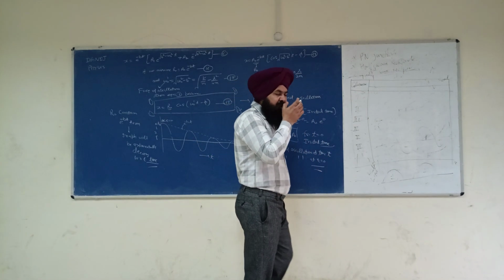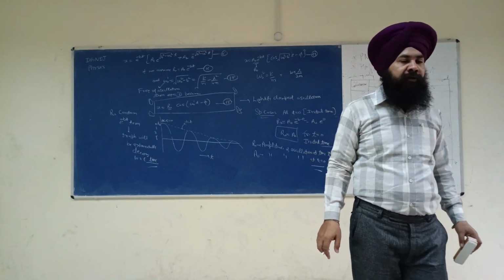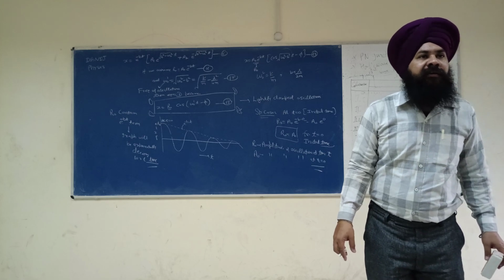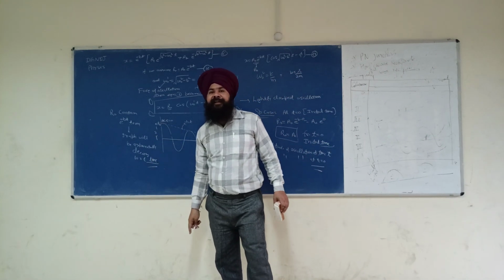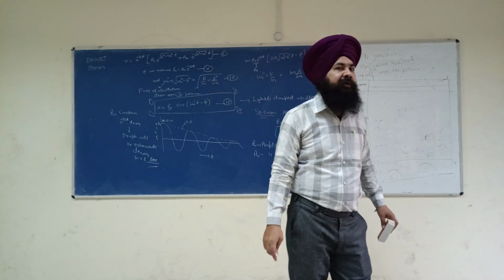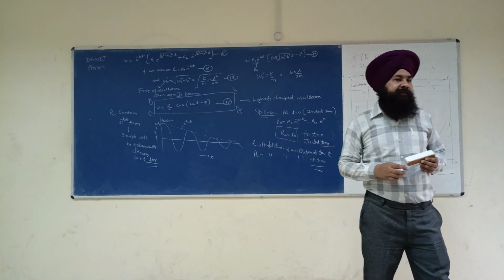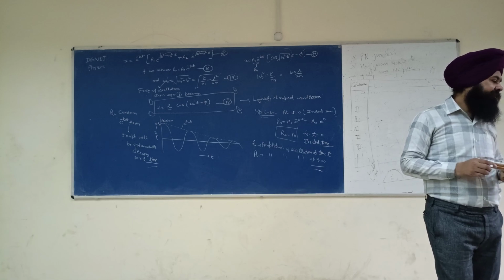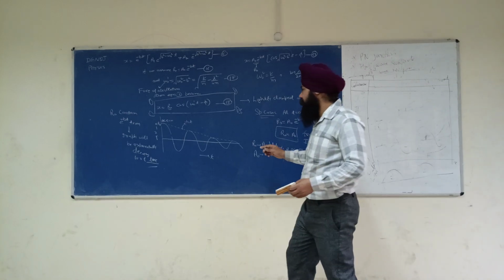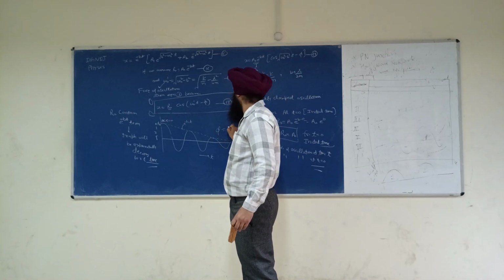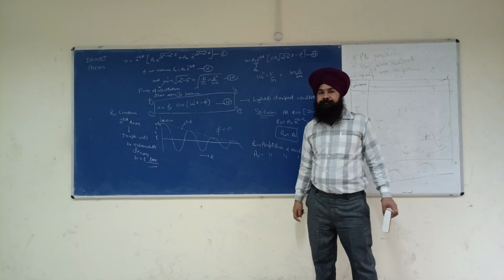Okay. So A naught is also called the initial amplitude. This is the initial value. Graph is very important. What is phi? Phi is called phase. This is the graph for phi equal to 0.